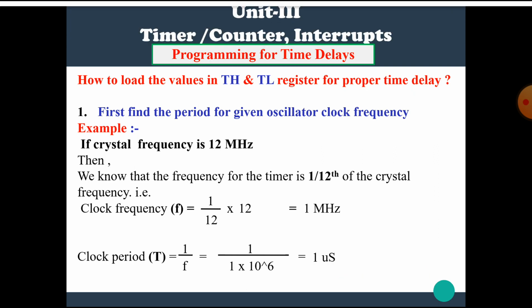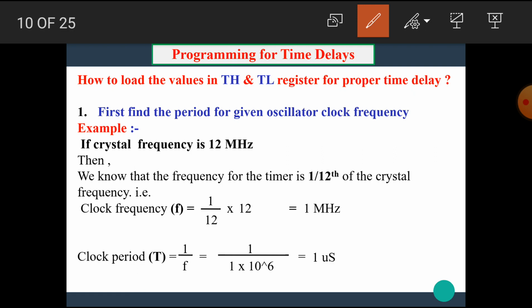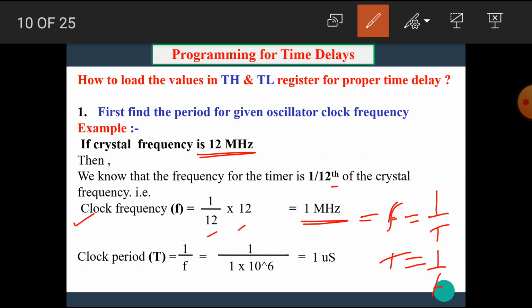Now let's consider again, if the crystal frequency is 12 megahertz, then we know that the frequency for the timer is 1/12 of the crystal frequency, that is, clock frequency f is equal to 1 divided by 12 into 12, that means 1 megahertz. This is the clock frequency f, and from this f we can calculate the period, f is equal to 1 upon T, or T is equal to 1 upon f.